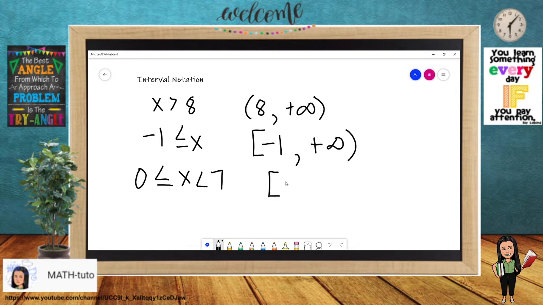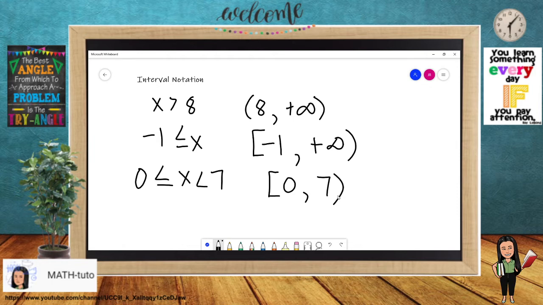So, brackets, and then 0. And then, 7. Sa 7, dahil ito ay walang equal sa ilalim, hindi included yung 7. So, parenthesis lang siya. And this is how we write using interval notation.